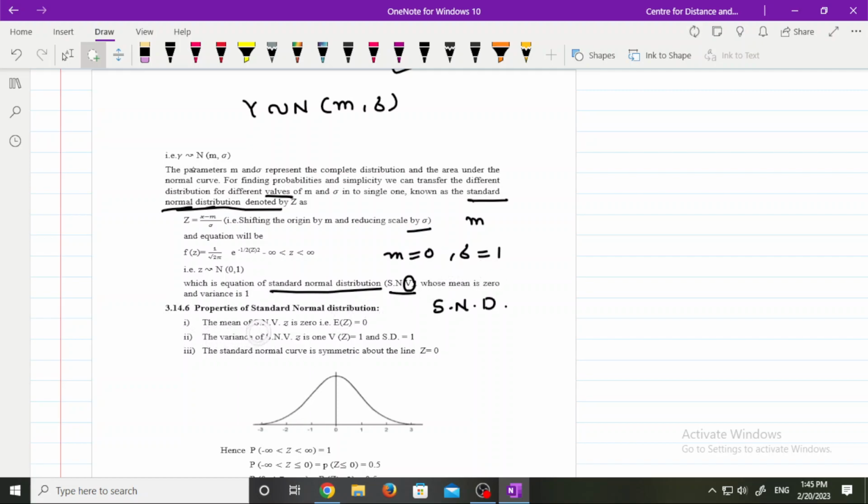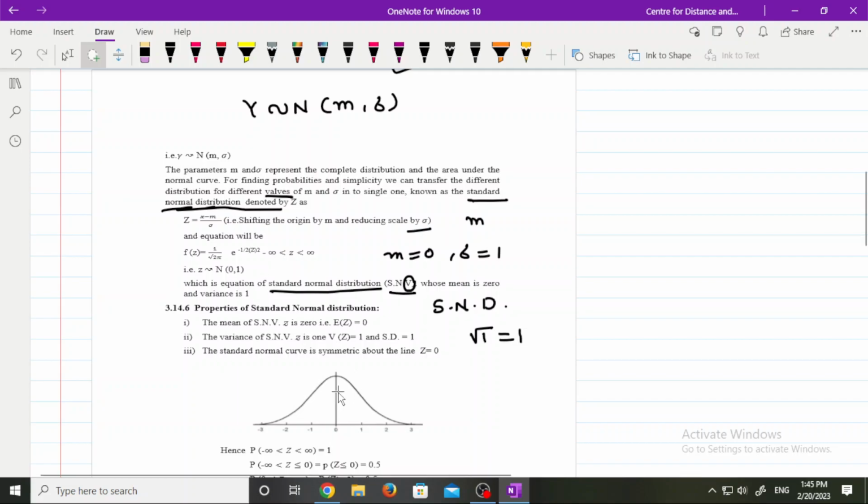Now, the properties of the standard normal distribution. The mean of the standard normal variable z is 0, that is, E of z equals 0. The variance of z is 1, that is, V of z equals 1, and the standard deviation is under root 1, which is equal to 1.